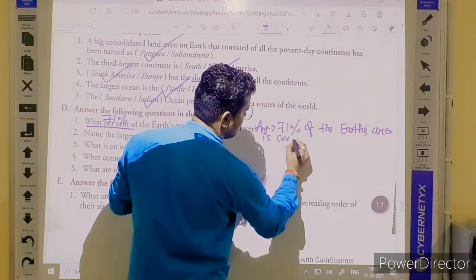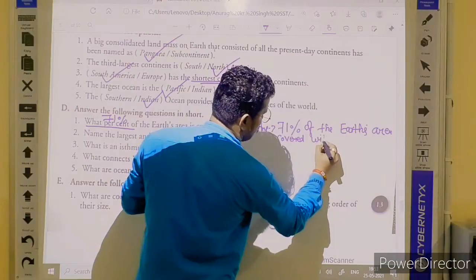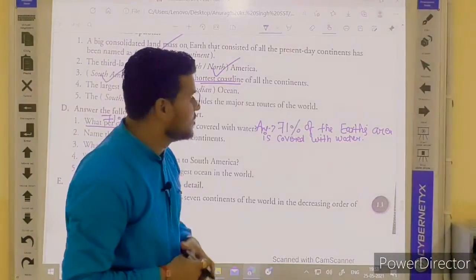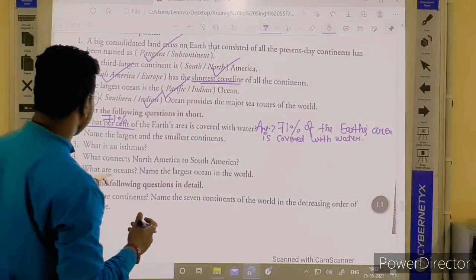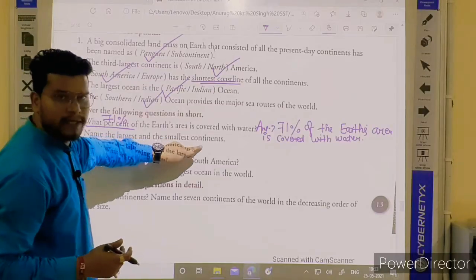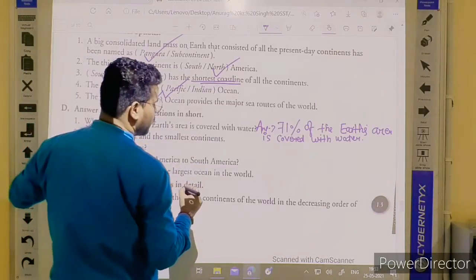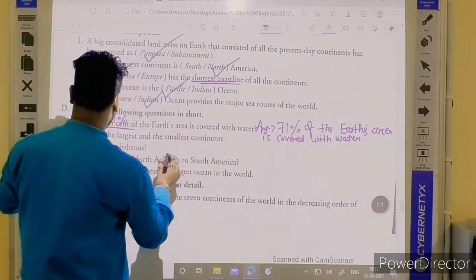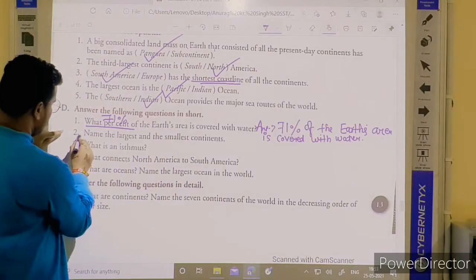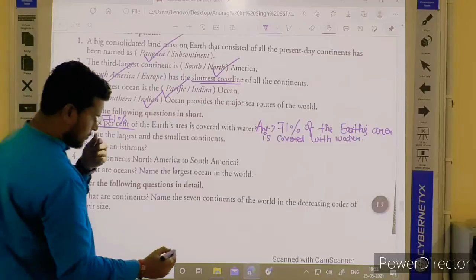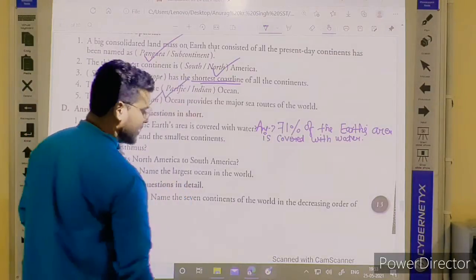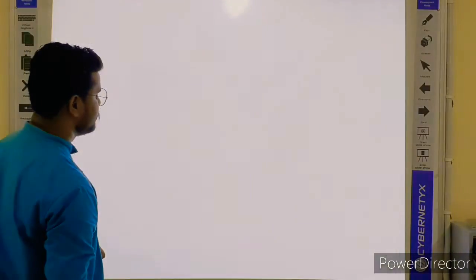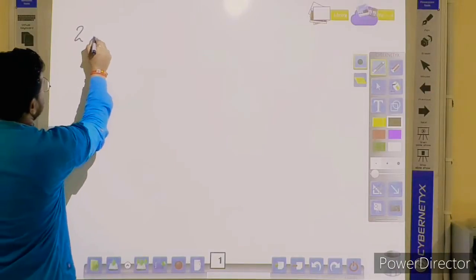is covered with water. Student, how much percentage of Earth? 71% of Earth's area is covered with water. Now name the largest and the smallest continent. Your answer should be, write down your second answer.